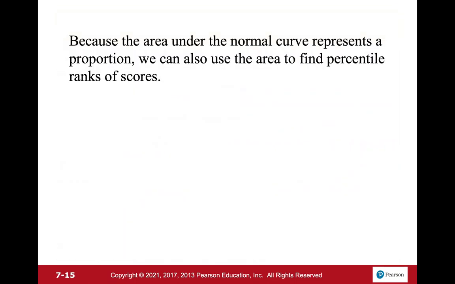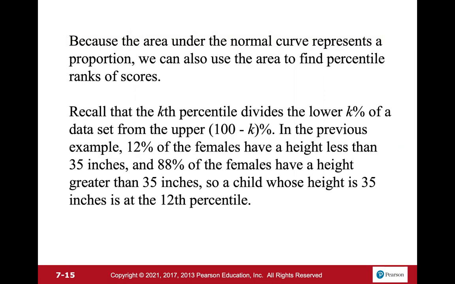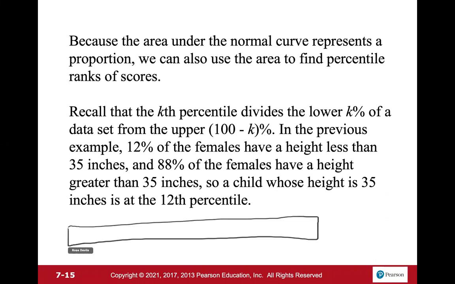Next, because the area under the normal curve represents a proportion, we can also use the area to find percentiles or ranks of scores and so on. Recall that the kth percentile divides the lower k% of the data from the upper k% of the data. I believe back in chapter 3, quartiles break up the data into 4 pieces. Percentiles break it up into 100 different pieces.